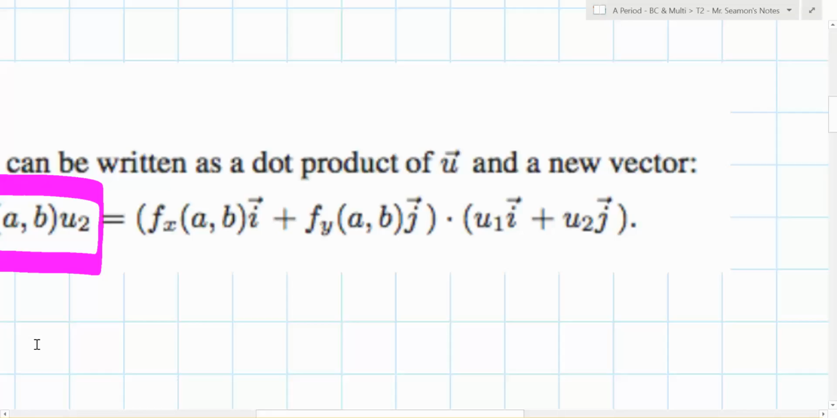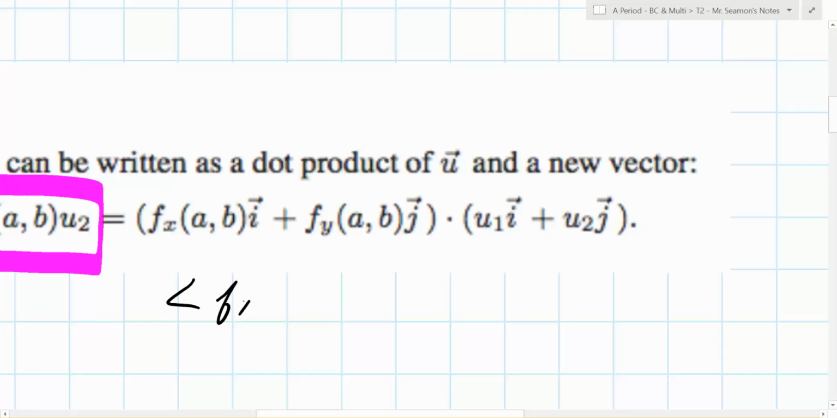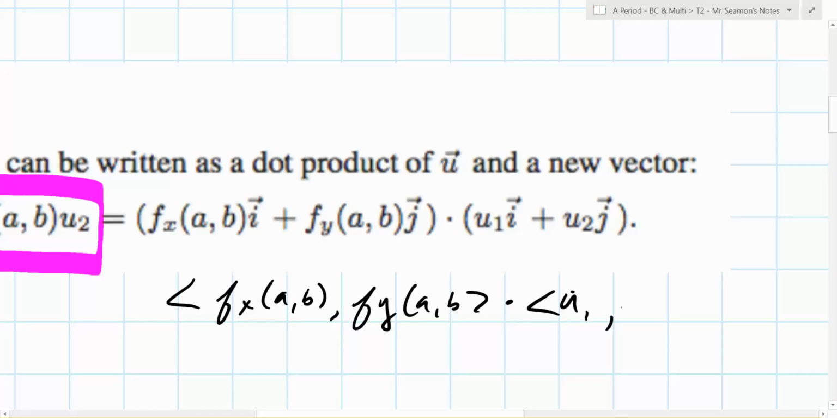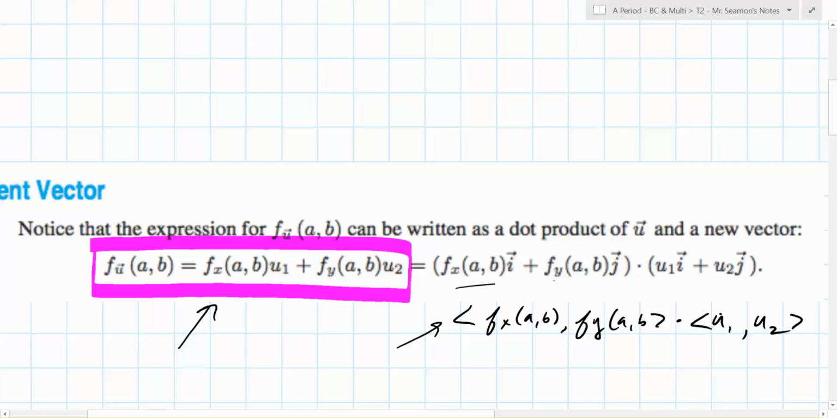Now that looks notation heavy, right? That looks notation heavy because of the choice they made for how to represent the vectors. They represented the vectors as the sum of the i component and the j component. Is there a simpler method to write those vectors? Yeah, you could say <fx(a,b), fy(a,b)> dot <u1, u2>. I prefer this method. Just fewer things to write. But do you understand the mechanism, how this is a dot product? Are we okay with that math?